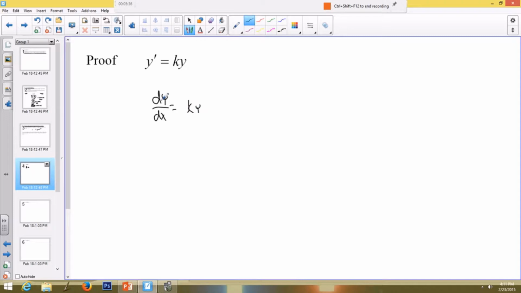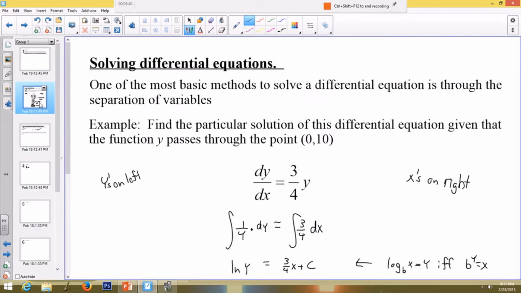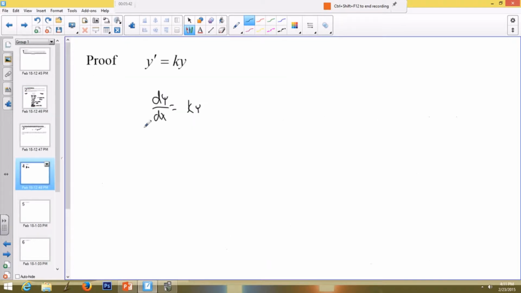I said that backwards. My y's are on the left-hand side, and my x's are on the right-hand side. Did I do that right? Yes, I did. I'd have felt real stupid if I hadn't. So dividing both sides by y and multiplying both sides by dx, I get 1 over y dy is equal to k dx. Now we want to integrate both sides.